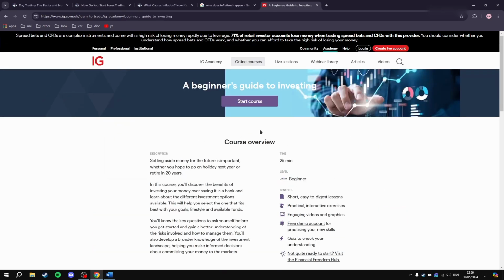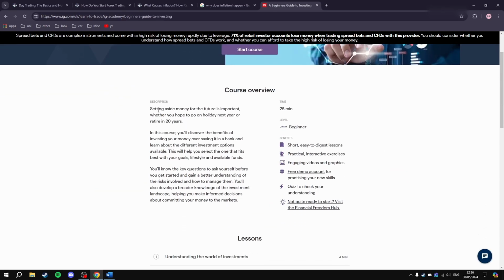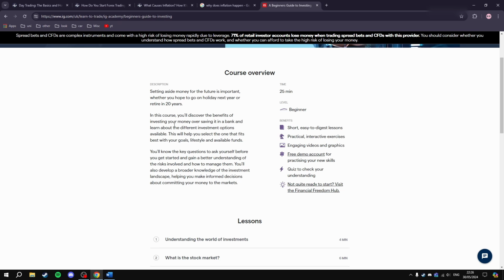So, a beginner's guide to investing. Setting aside money for the future is important, whether you hope to go on holiday next year or retire in 20 years. In this course, you'll discover the benefits of investing your money over saving it in a bank and learn about the different investment options available. This will help you select the one that fits best with your goals, lifestyle, and available funds. You'll know the key questions to ask yourself before you get started and gain a better understanding of the risks involved and how to manage them. You'll also develop a broader knowledge of the investment landscape, helping you make informed decisions about committing your money to the markets.